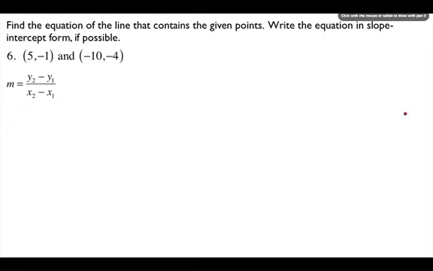You plug in your values here. I'm going to let this be x1, y1, and this x2, y2. You plug it in, and this is what you have. You have -4 minus -1. That's your numerator. Denominator is -10 minus 5. Simplify this, you get 1/5. Now that you have your slope, you have 2 points.